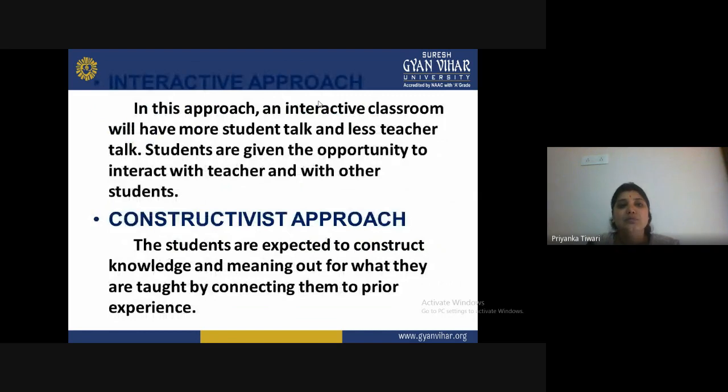So the interactive approach. In this approach, an interactive classroom will have more student talk and less teacher talk. We are conducting useful interaction with our students. Students are given the opportunity to interact with the teacher and with other students. This is what the interactive session is.